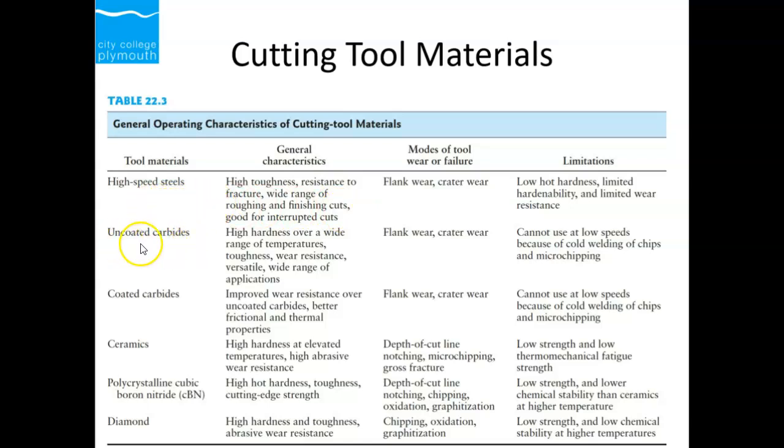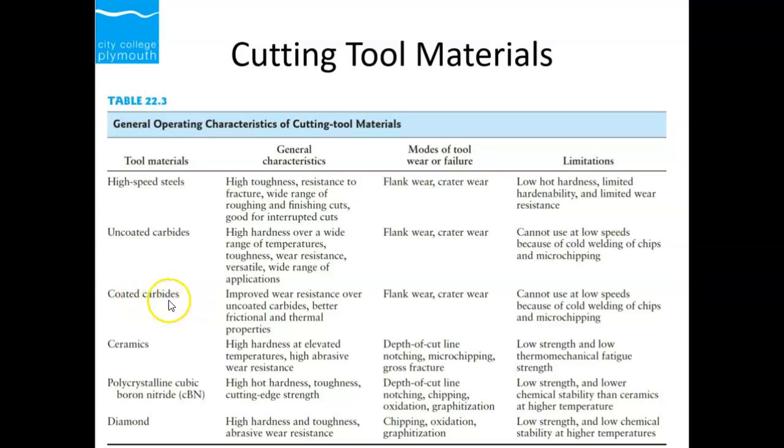Then we got the carbides, uncoated carbides and coated carbides. Uncoated carbide has high hardness over a range of temperature. The disadvantage, the limitation, is we cannot use them at low speed because of the cold welding of the chips and microchipping. The coated carbides have good wear resistance and we can use them in multiple applications.